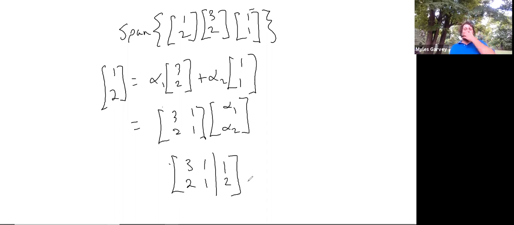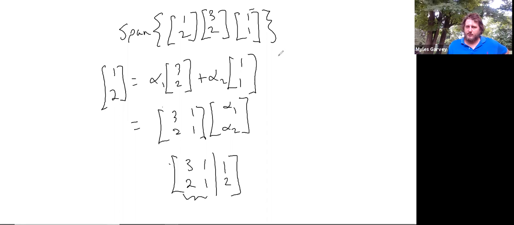Okay, now here's the idea. I want to reduce this matrix down. If I am able to reduce this matrix down such that this is the identity matrix, then that means that the three vectors are linearly dependent. If I can't reduce this down, it means that the three vectors are linearly independent. So let's observe.